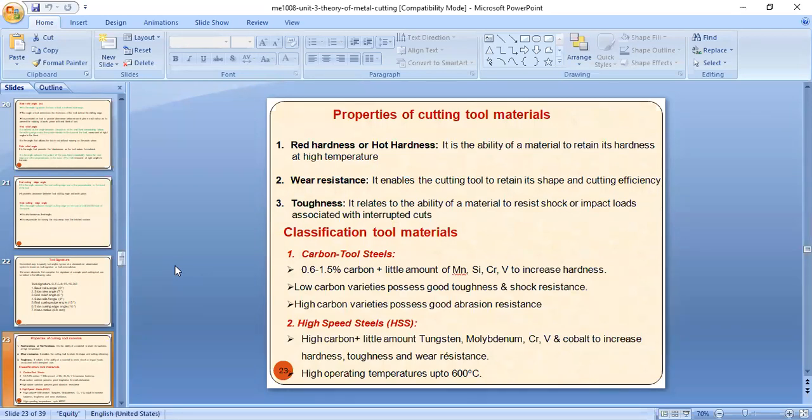So I'm summarizing what we have learned today. We have seen the difference between orthogonal cutting and oblique cutting, and here you have to note down the features of orthogonal and oblique cutting. In orthogonal cutting, the direction of chip flow velocity is normal to the cutting edge, because it is 90 degrees. In oblique cutting, the direction of chip flow is at an inclination angle. So that you have to observe.